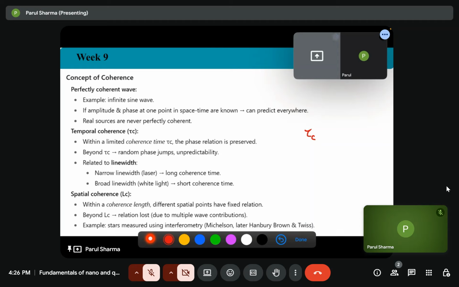And the temporal coherence is related to the line width. So a narrow line width laser implies a long coherence time, whereas a broad line width, that is white light, represents a short coherence time.